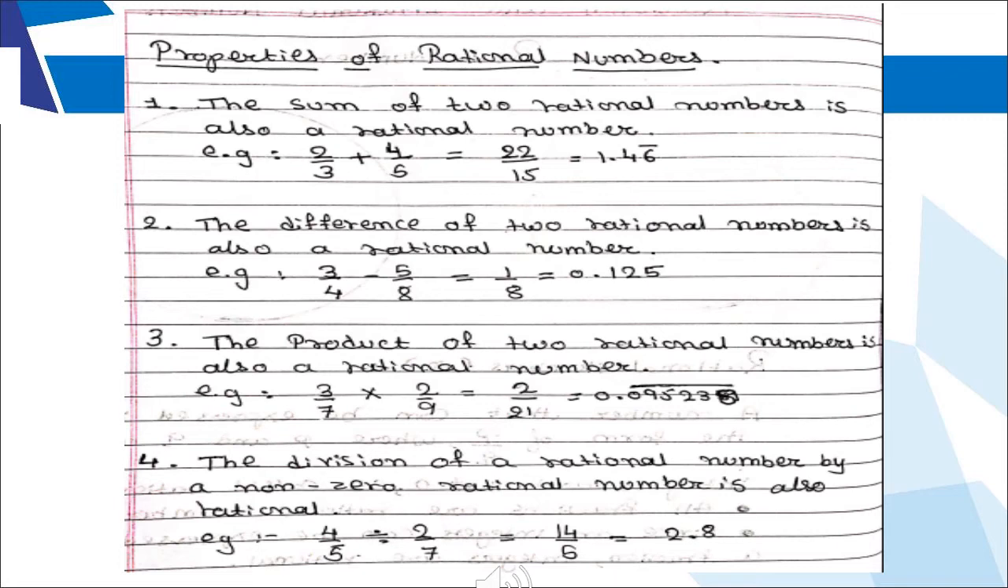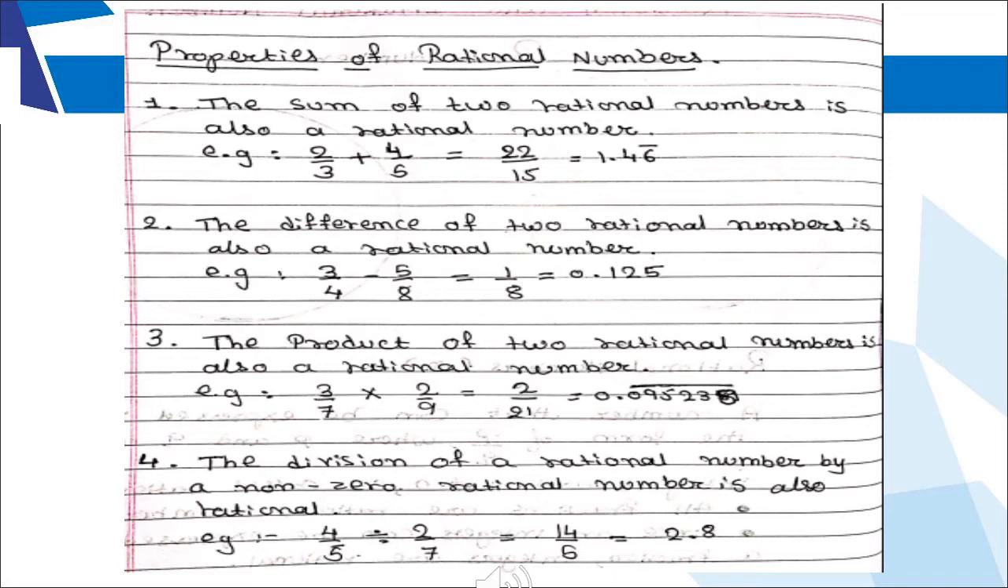The product of two rational numbers is also a rational number. So 3 upon 7 and 2 upon 9 are two rational numbers. I have multiplied them. Product means multiplication. I have multiplied these two rational numbers and my answer is 2 upon 21. I have converted it into a decimal. So the decimal form is 0.095238.